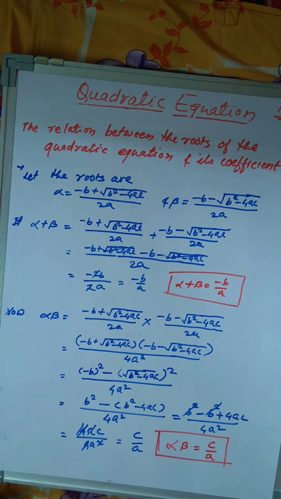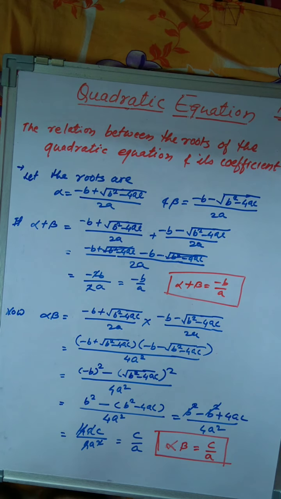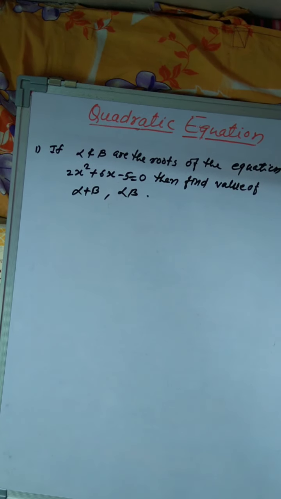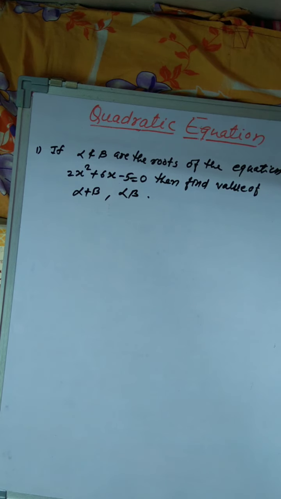Now we see some examples on it. Here in the first example, if alpha and beta are the roots of the equation 2x² + 6x - 5 = 0, then find the value of alpha plus beta and alpha into beta.